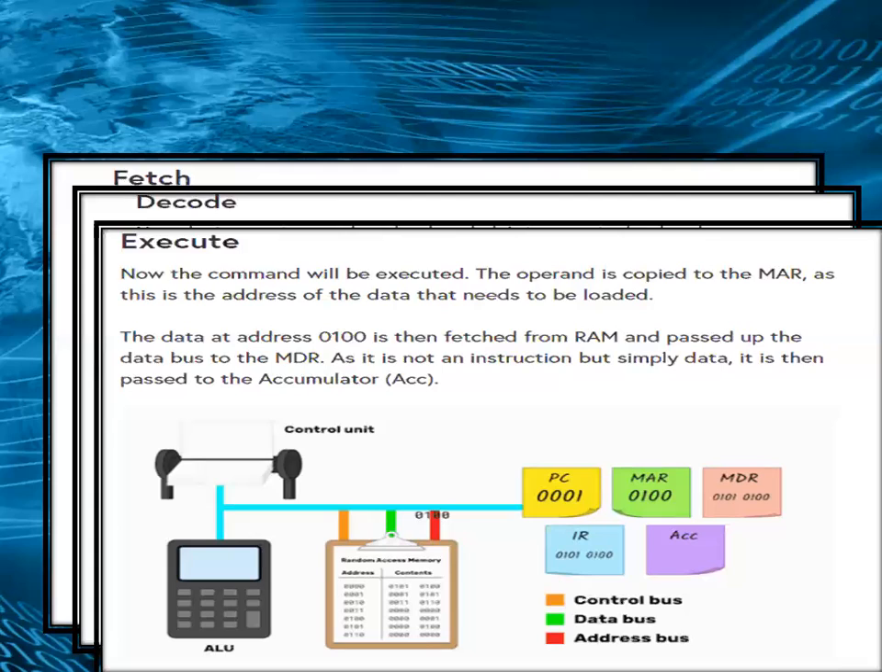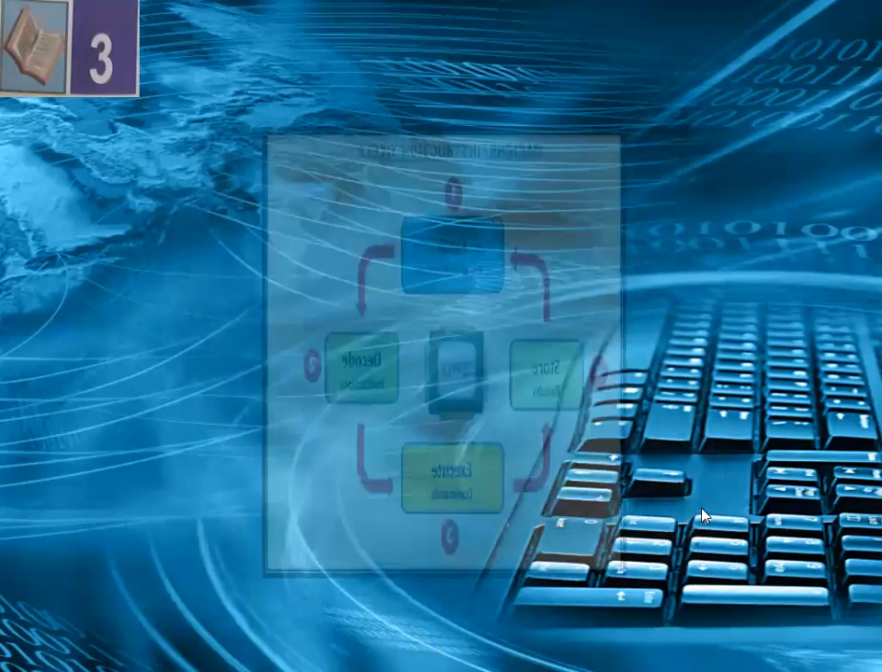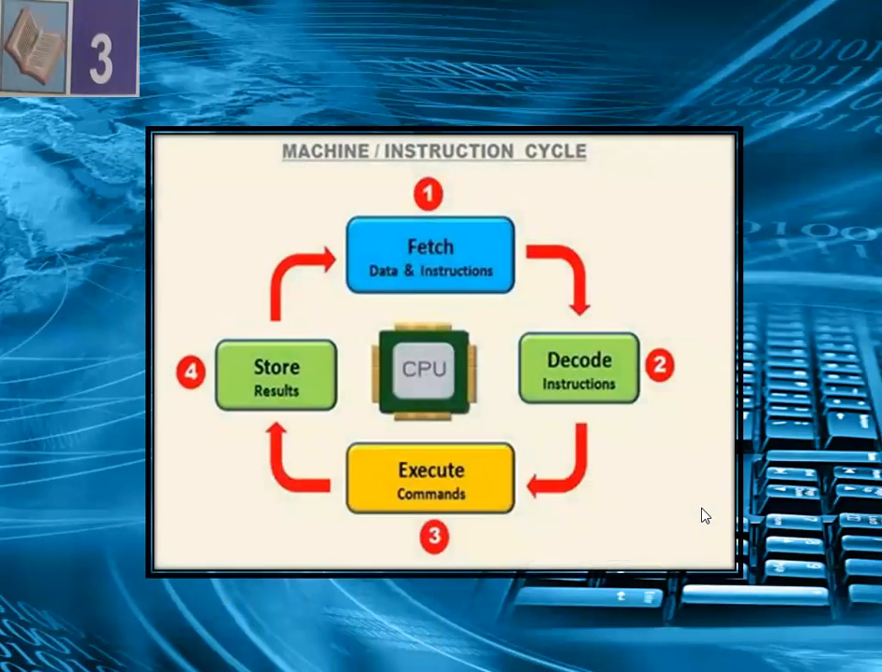Now the command will execute. The operand is copied to the MAR, as this is the address of the data that needs to be loaded. The data at the address 0100 is then fetched from the RAM and passed up the data bus to the MDR. As it is not an instruction but simply data, it is then passed to the accumulator register. So these three are the operations of the instruction cycle: fetch, decode, and execute.